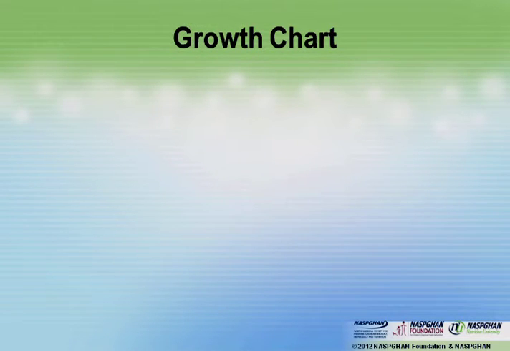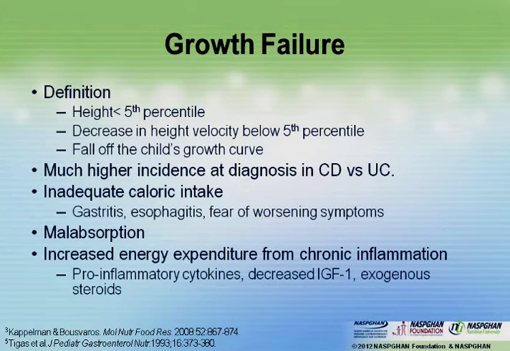This is actually the growth chart on this patient, and as you can see, at about 9.5 years of age is when this patient really started falling off of his growth percentiles or showing evidence of growth failure. So how do you define growth failure? So it can be height less than the 5th percentile, a decrease in height velocity below the 5th percentile, or the child simply falling off their own personal growth curve.